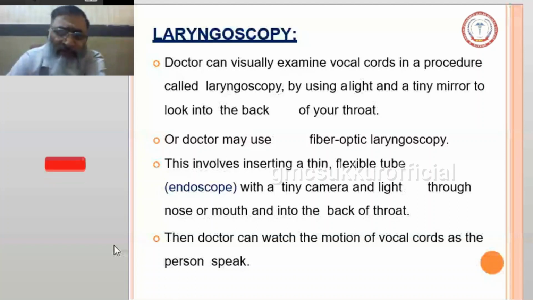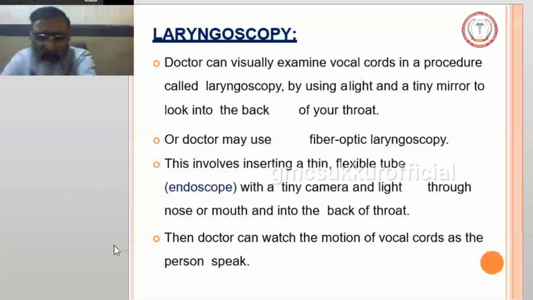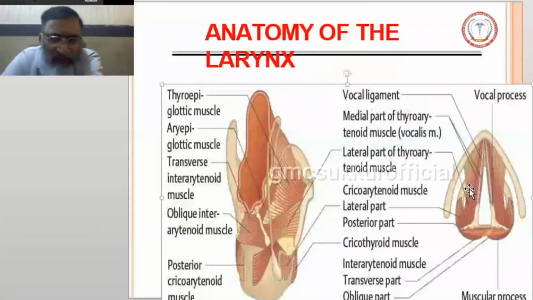This is the epiglottis, the inlet of the larynx, and these are the vocal cords. Now our main aim for the laryngoscopy is to see the movements of the vocal cords, to see the space between the two vocal cords. Whether you go for rigid laryngoscopy or fiber optic, the main aim is to see the inlet of the larynx, whether edema is minimal or maximal. If edema is maximal, then you have to go for tracheostomy or laryngotomy.